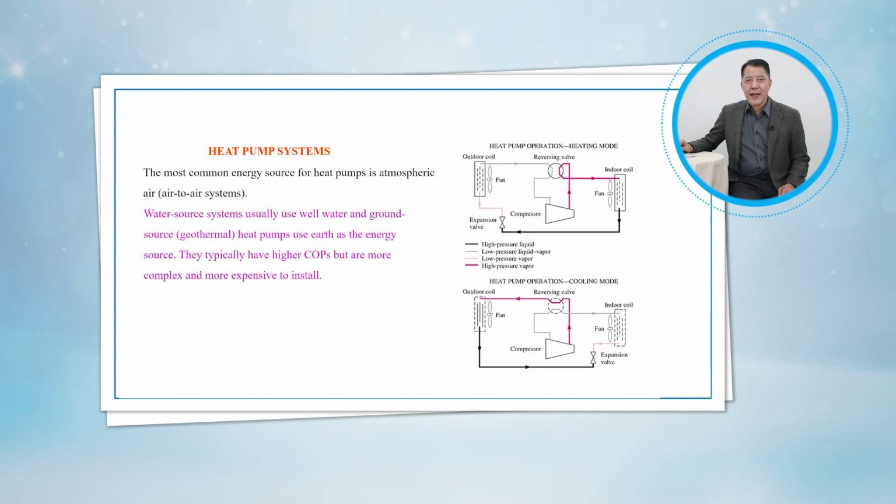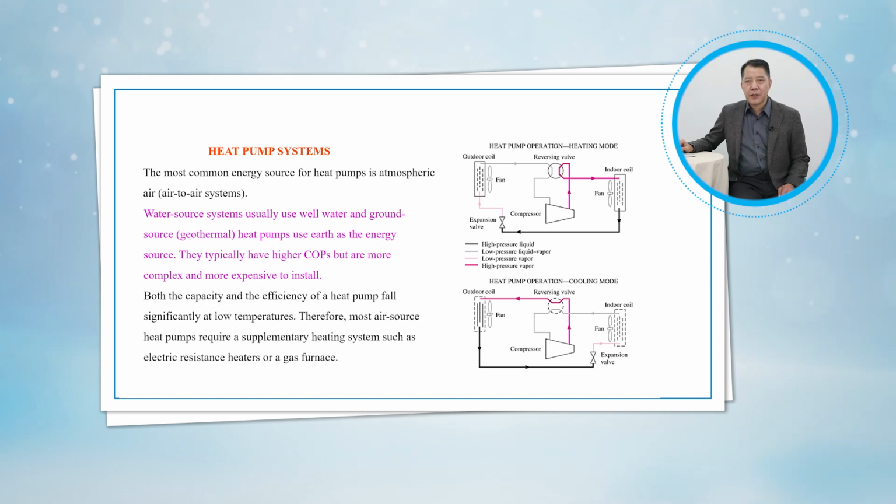Both the capacity and the efficiency of a heat pump fall significantly at low temperatures. Therefore, most air source heat pumps require a supplementary heating system such as electric resistance heaters or an oil or gas furnace. Since water and soil temperatures do not fluctuate much, supplementary heating may not be required for water source or ground source systems. However, the heat pump system must be large enough to meet the maximum heating load.